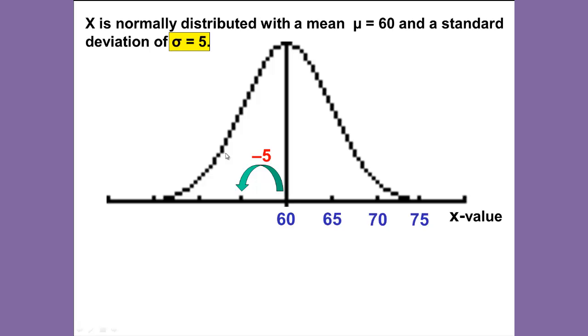To jump to the left, we will subtract 5 as we are going down the number scale. 60 minus 5 gives us 55. 55 minus 5 gives us 50. And 50 minus 5 leaves 45. We now have our x value number line labeled.